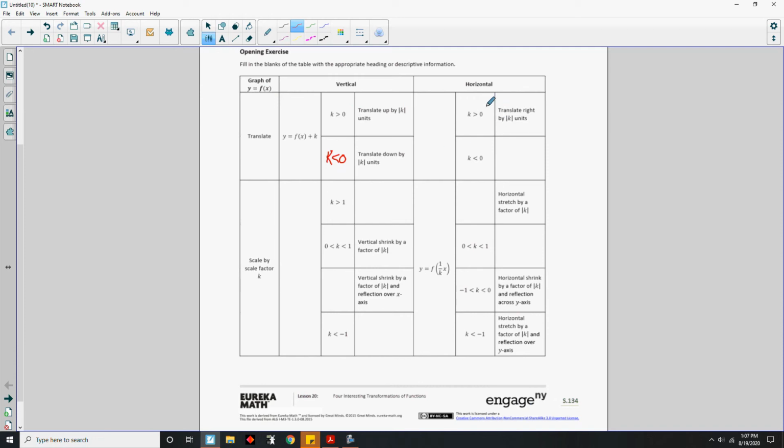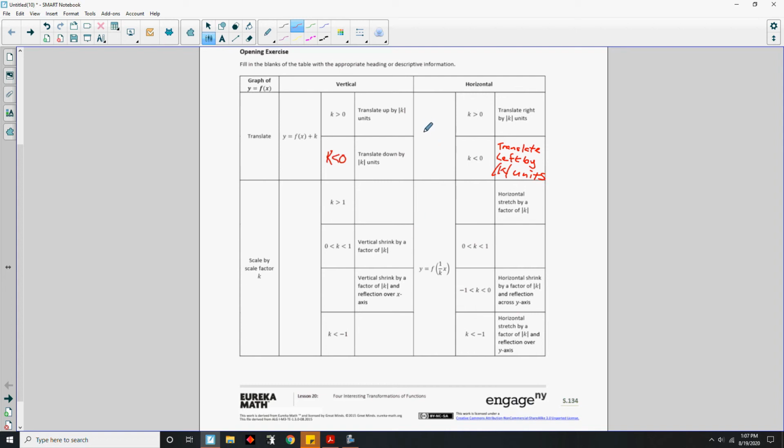Okay, so now it doesn't give us the function, but it's saying when k is positive, we're going to translate right by the absolute value of k units, and when k is negative, well, this is going to say the opposite of this. So let's just put that in first. Translate by, translate the direction. How about translate left by absolute value of k units.